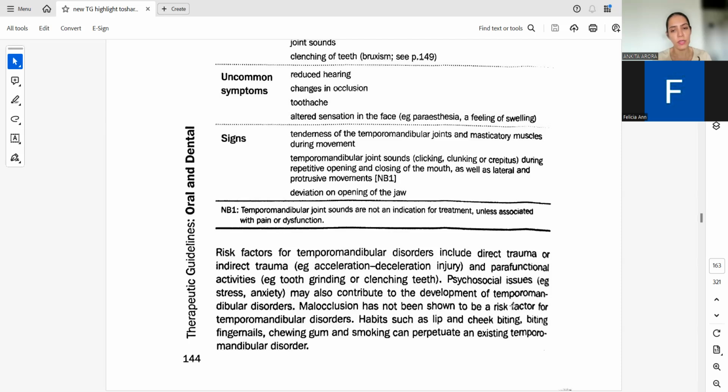Malocclusion has not been shown to be a risk factor for temporomandibular disorders. So malocclusion is out of purview. It's usually psychosocial and parafunctional habits. Then habits such as lip and cheek biting, biting fingernails, chewing gum, smoking can perpetuate an existing temporomandibular disorder. So bruxism habit has a direct primary effect, whereas cheek biting, fingernail biting, chewing gum and all, they have a secondary enhancing effect.